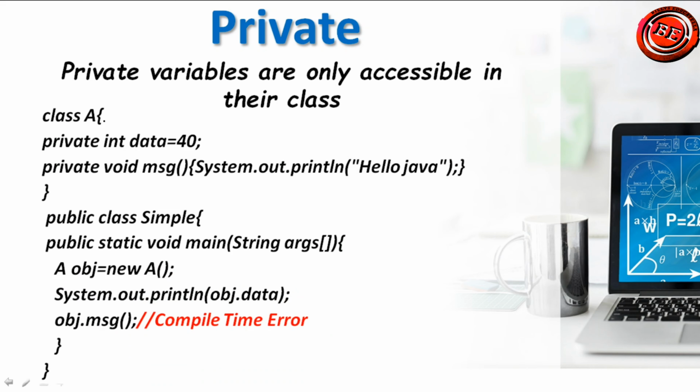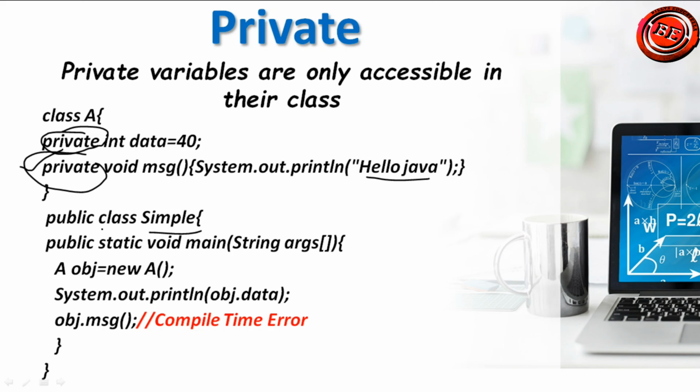Here in this class we have a private int data equal to 40 and a method named msg, such that the modifier is private. You have to notice that the modifier mentioned here is the private modifier. Here we have another class named Simple. In this class we have the main method, in which we are going to print hello Java.